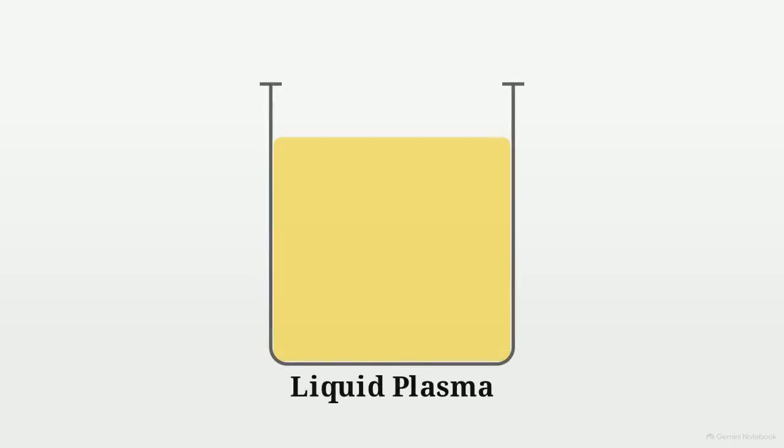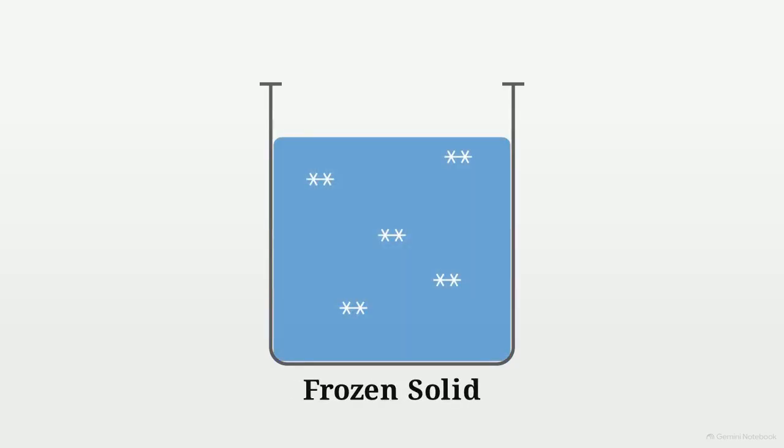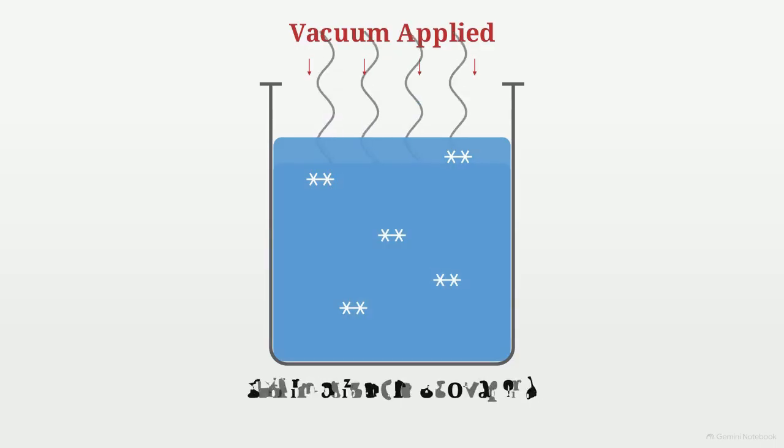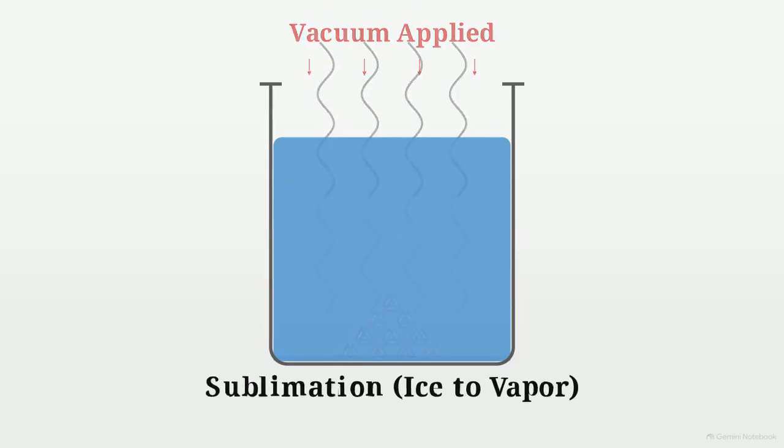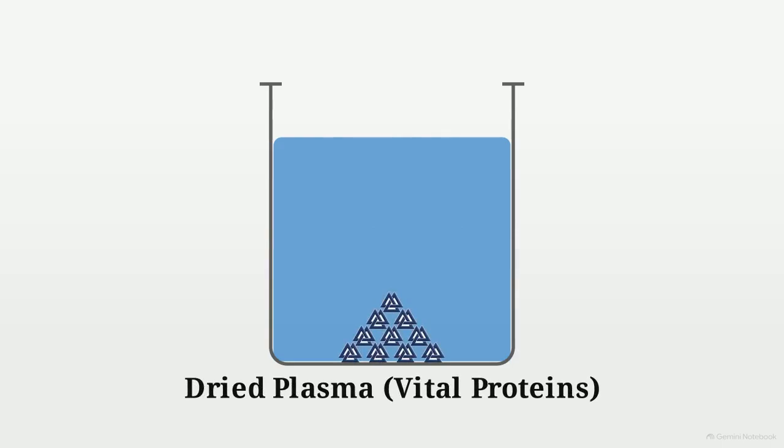This liquid plasma can be processed through lyophilization. As seen here, the plasma is frozen solid and subjected to a vacuum, causing the ice to undergo sublimation, turning directly into vapor. The removal of water leaves behind a stable, dehydrated powder containing all vital proteins.